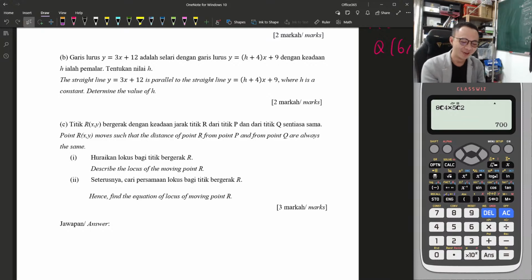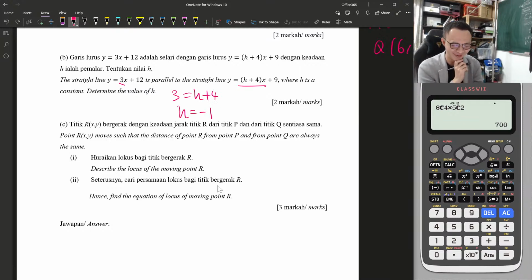So okay, parallel means same gradient, right? So same gradient. So easy. Okay, 3 equals h plus 4. h equals -1, right? It's just way too easy for these 2 marks.